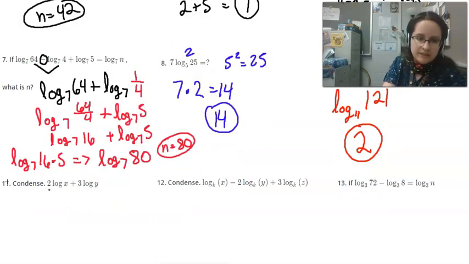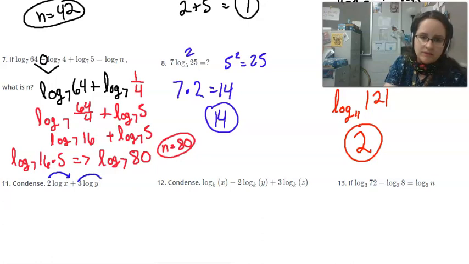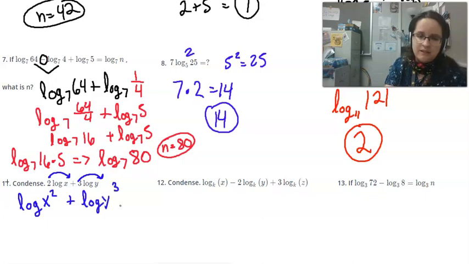Number 11, condense 2 log x plus 3 log y. Use your power rule to move these to the exponents. So we have log x to the second power plus log y to the third power. We're adding two logarithms together with the same base of 10, so we're going to multiply those together. Log x squared y cubed.